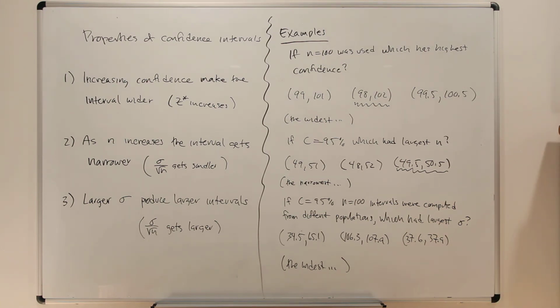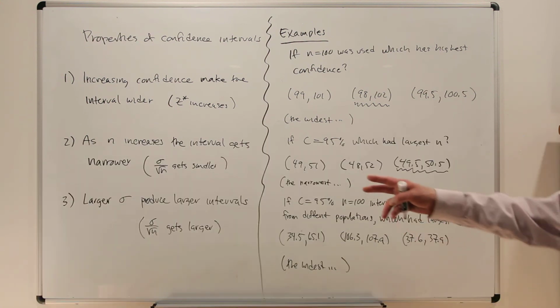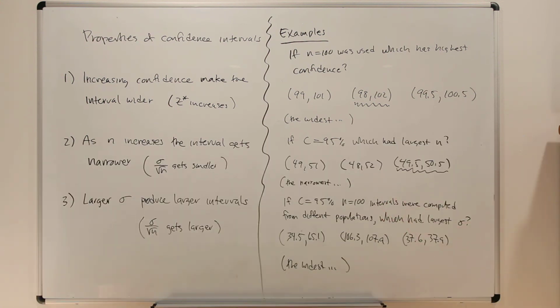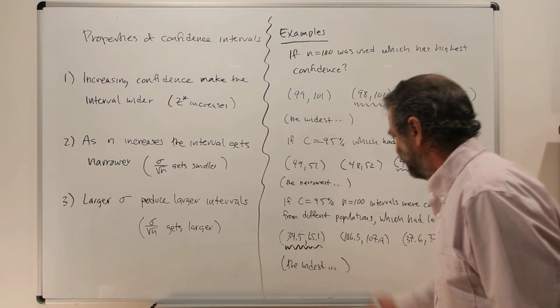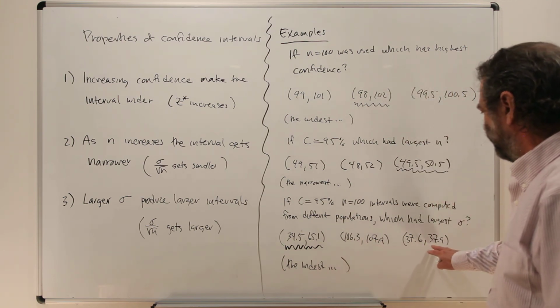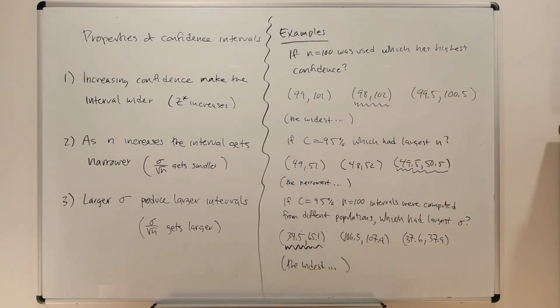And if C was 95%, n was 100, so confidence level and the sample size are the same. And those intervals were computed from different populations. Which population had the largest sigma? We said larger sigma, larger intervals. So we want to find the widest one. Oh, this is definitely the widest one. It's like 32 wide. This is like 1 and less than 1 wide.